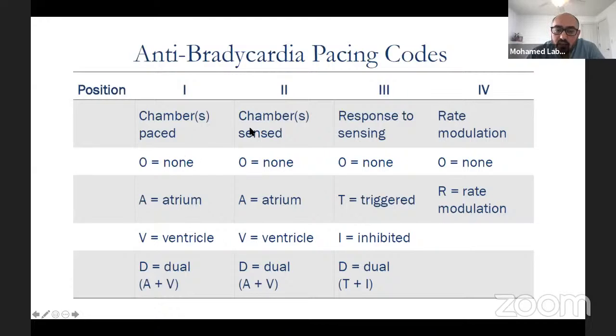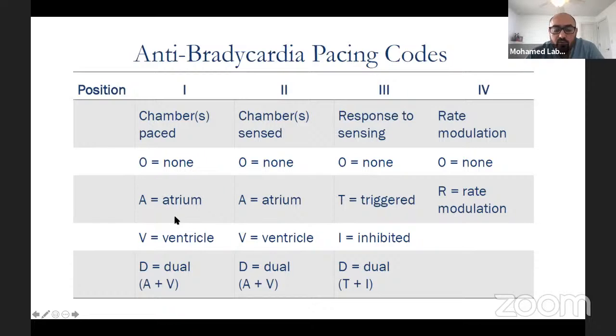The second letter means the chamber that you sense at. So when we say AA, that means you pace in the A and you sense in the A. The third letter is your response to a sensed event. There are two options: either you trigger a subsequent pacing event, or you inhibit. Most devices nowadays have both functions, triggered and inhibit, and we call it dual function. And then you have rate modulation, which is based on the activity of patients.